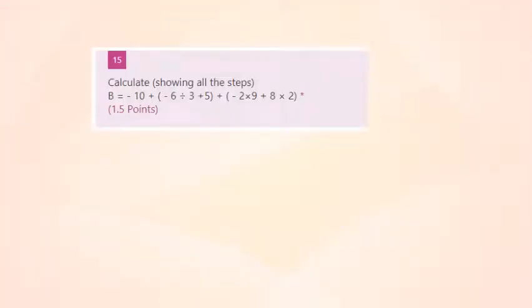Number 15, calculate. Showing all the steps of calculation, you have to show me how you solved it. If you put just the final answer, you will not get the full mark. B equals minus 10 plus parenthesis plus another parenthesis. Keep in mind, according to PEMDAS rules, I have to start with parentheses, then multiplication and division, then addition and subtraction.